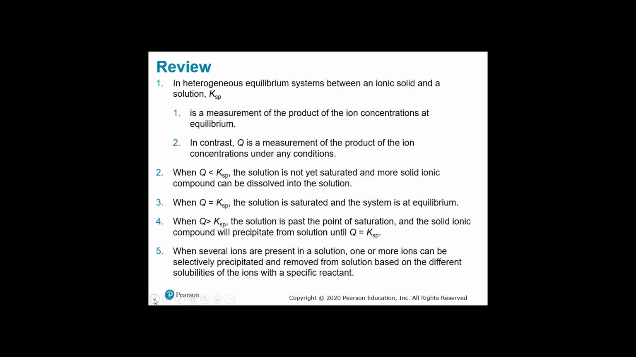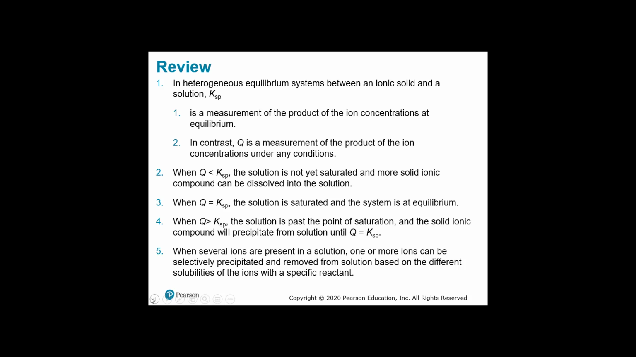Okay, so in review, in a heterogeneous equilibrium system between an ionic solid and a solution, KSP is a measurement of the product of the ion concentrations. So what is dissolved is on the product side, in ionic form, and we've taken the coefficients into account. And Q is a measurement of the product of the ion concentrations under any conditions. So we can pick the reaction at any time, and we'll have a different Q, because it's based on how much of the ionic form is in there at that moment.